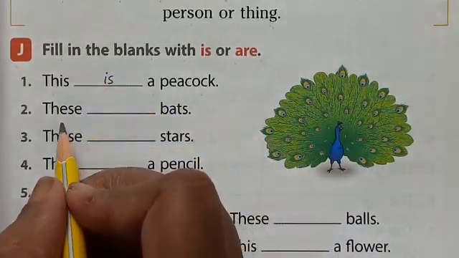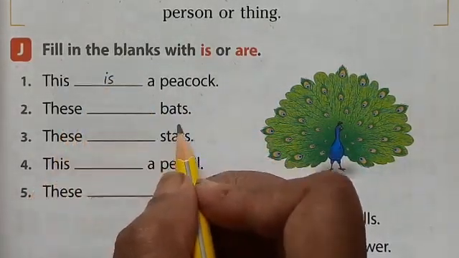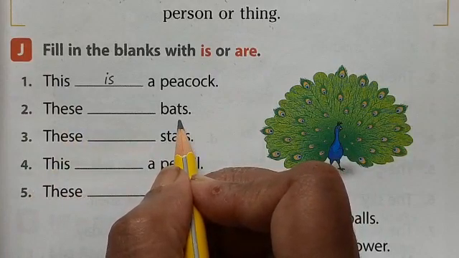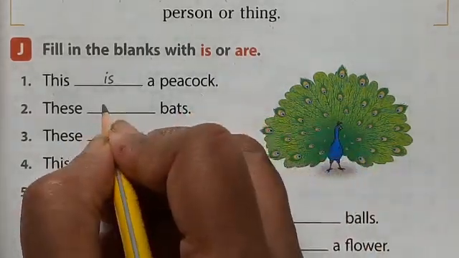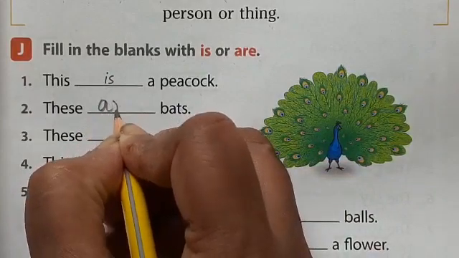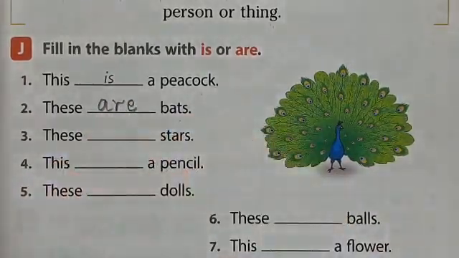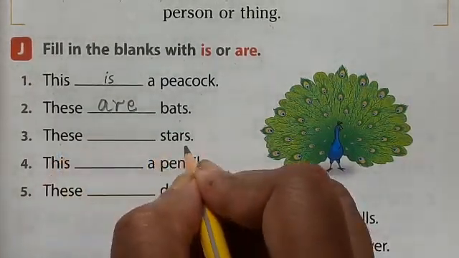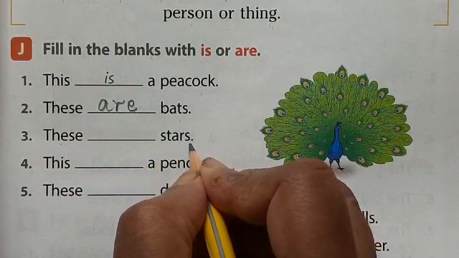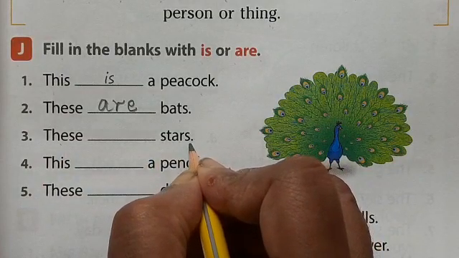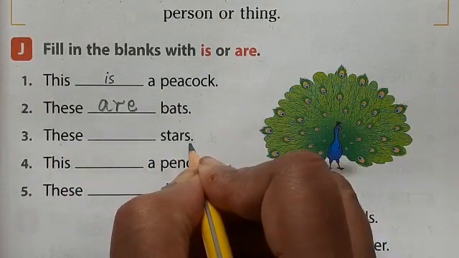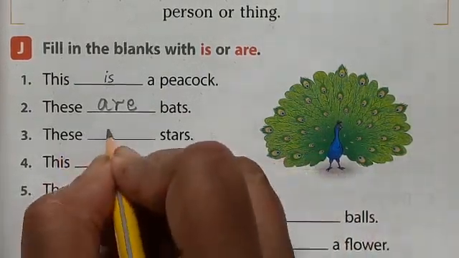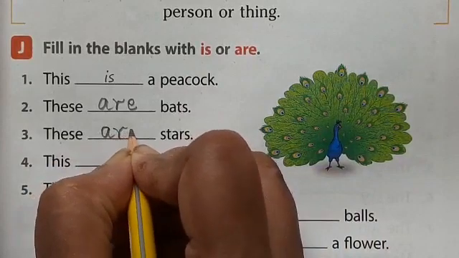Let's go to the second one. These dash bats. Now here it is many. So we are going to use the word, yes, are. These are bats. Very good. Third one, these dash stars. Now here again many noun is there. Yes. So we are going to use the word again are. Very good. These are stars.